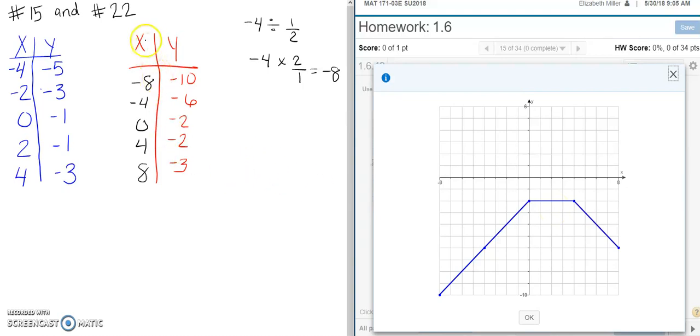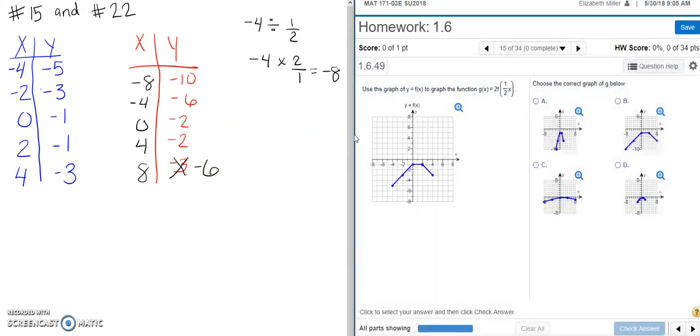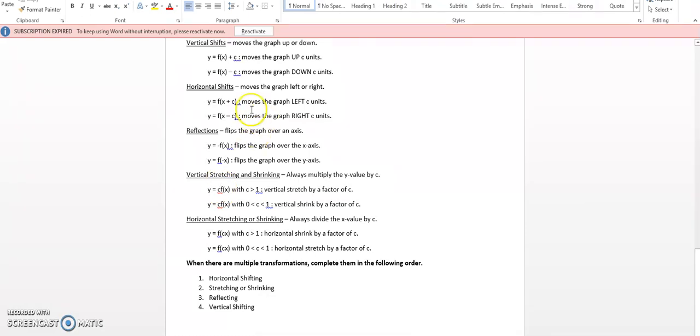Ooh, I made a mistake, you guys. I forgot to change that. That should be -6. That was my bad. 8, -6. I forgot to do that point. So the answer is B. Now we could tell that anyway because we knew this was a vertical stretch and this was a horizontal stretch, and that's what this picture did compared to this one. Again, that's based off of the rules in this document here.